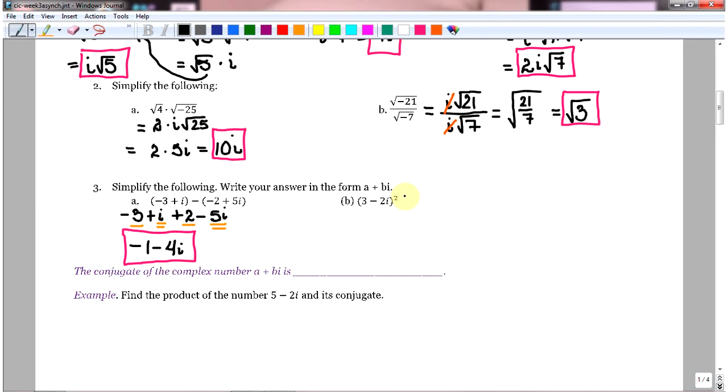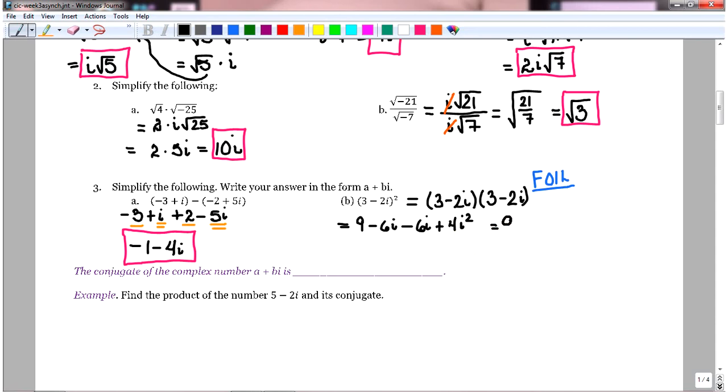Okay, with part B, we have a binomial squared. So hopefully it came to mind that we need to rewrite this as that binomial times itself. Okay, so now we see that we need to apply the FOIL method, or just some form of the distributive property. So we get our first times first, which is 9. Outer times outer is negative 6i. Inner times inner is another negative 6i. Last times last gives us a plus 4i squared.